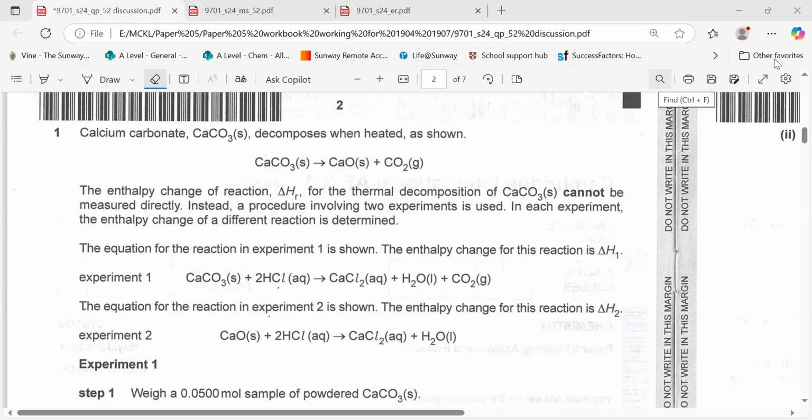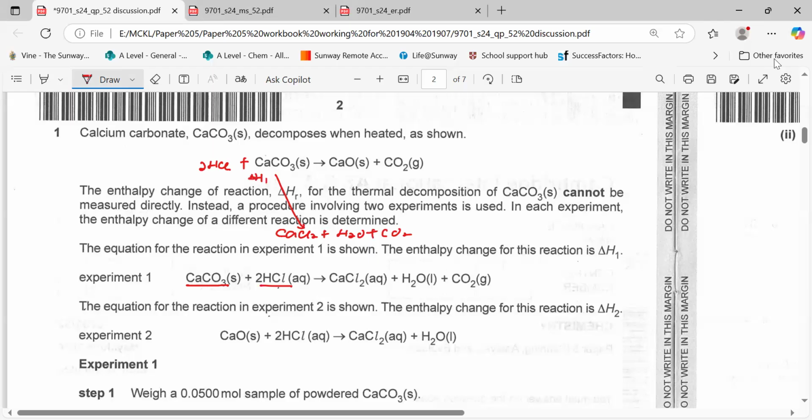In each experiment, the enthalpy change of a different reaction is determined. So the first one is we will be using calcium carbonate with HCl to form calcium chloride. This is another reaction. Okay, so we can see calcium carbonate reacts with 2 HCl to give calcium chloride and H2O and CO2 like this. This is called delta H number 1.